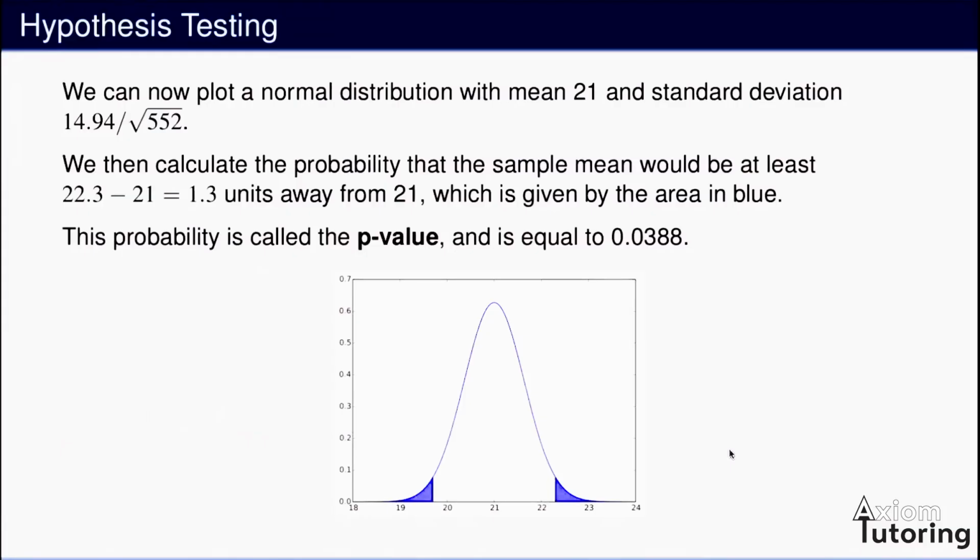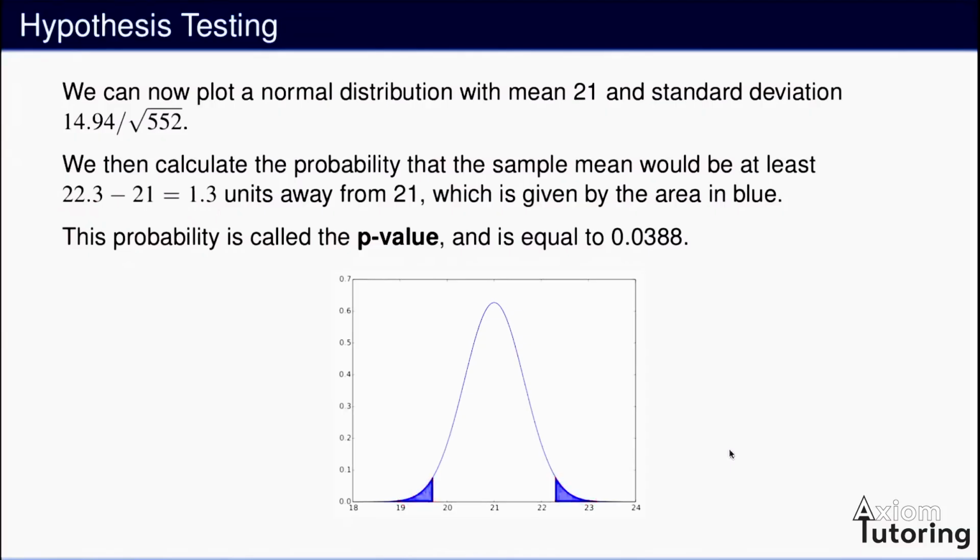Now, what we can do is to plot a normal distribution with a mean of 21 and a standard deviation of 14.94 divided by the square root of 552. And then we can just calculate the probability that the sample mean would be at least 22.3 minus 21. That means 1.3 units away from 21, okay? Which would be this area in blue. So all of this area and all of this area, okay?